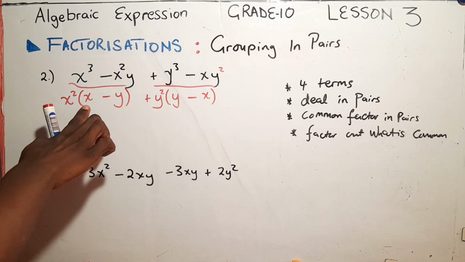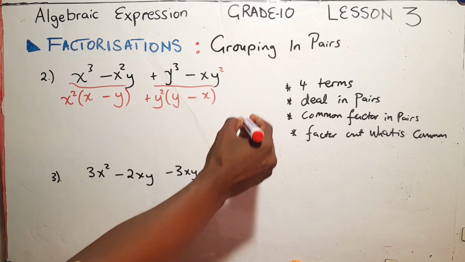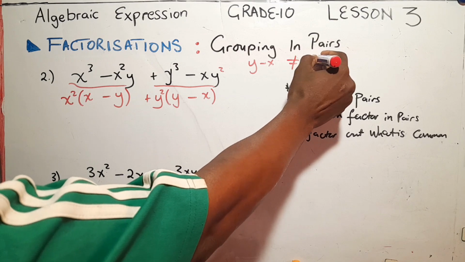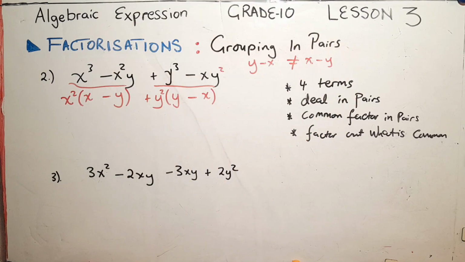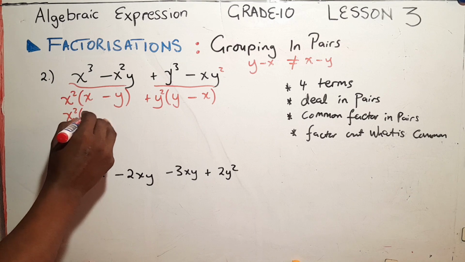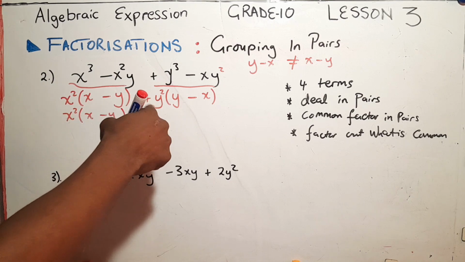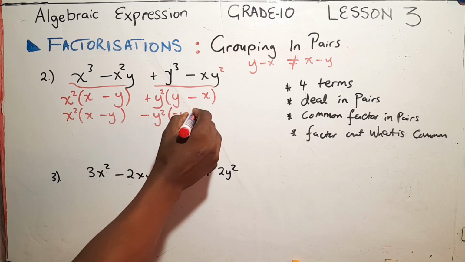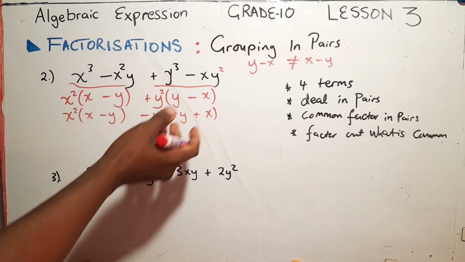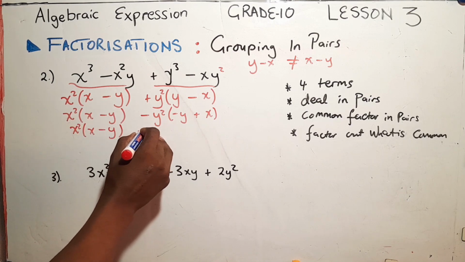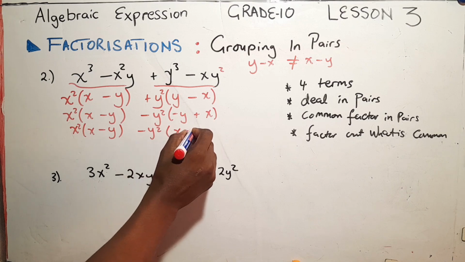Now we can see that this is saying x minus y, and this is saying y minus x. You have to note that y minus x can never be equal to x minus y. So what do we do now? If we're having a case like this, we might factor out a negative as well. So this is x squared, x minus y. If we factor out the negative, this will be negative y squared, and this will remain as negative y plus x. Now we can rewrite this. That will be x squared, x minus y, and then negative y squared, and then x minus y.